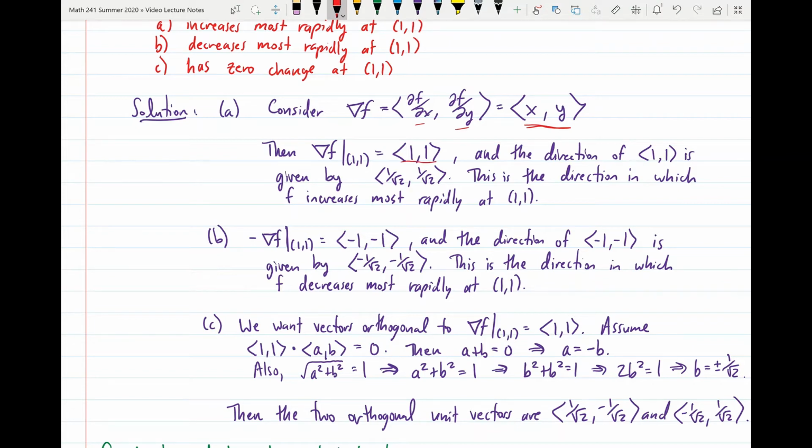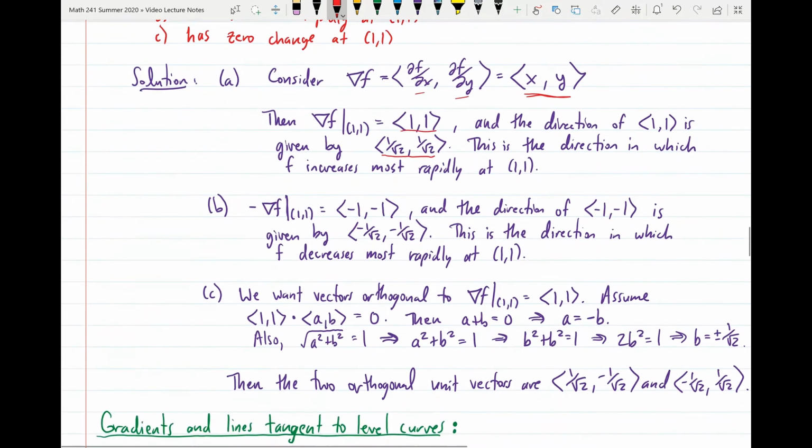And the direction of (1, 1) is going to be given by the vector (1 over the square root of 2, 1 over the square root of 2), where here we've just taken (1, 1) and divided by the magnitude to make sure that it is a unit vector in the same direction. So this is going to be the direction in which f increases most rapidly at (1, 1), because we know that f increases most rapidly in the direction of the gradient vector at (1, 1).